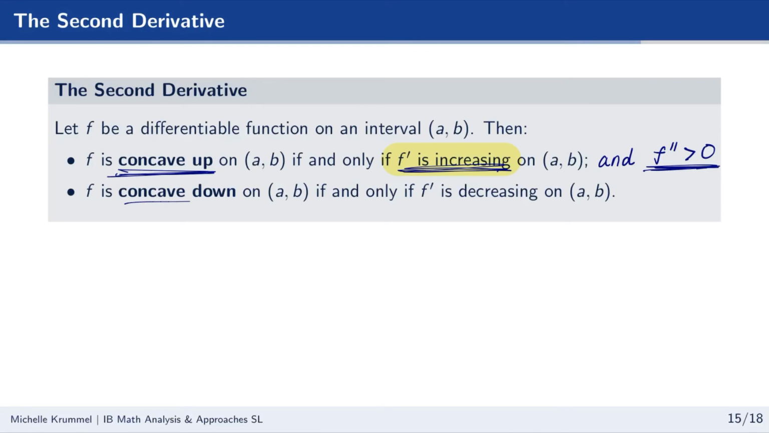And then for concave down, f is concave down on an interval from a to b if and only if f prime is decreasing on that interval, which we could also conclude from that the second derivative is negative. So this works at a point or it works on an interval.